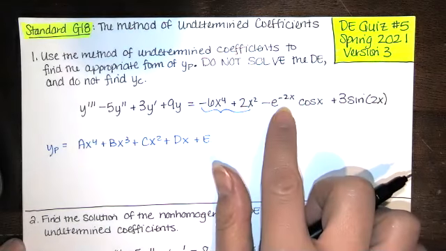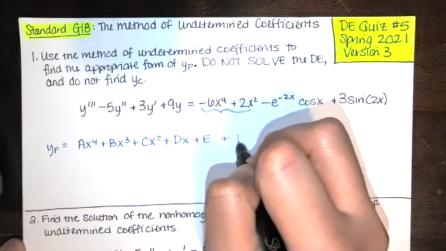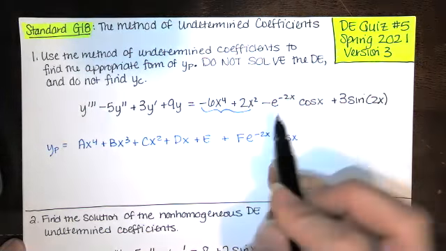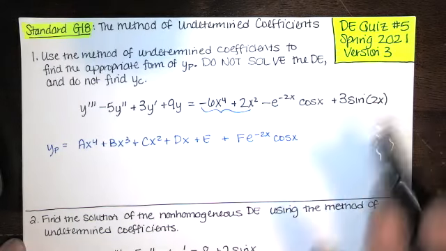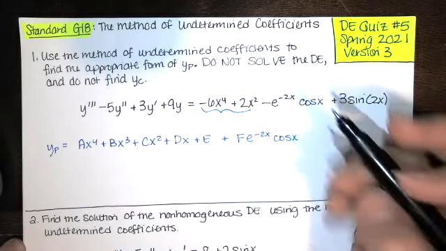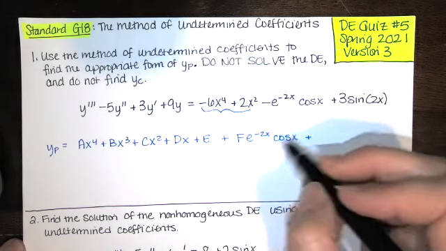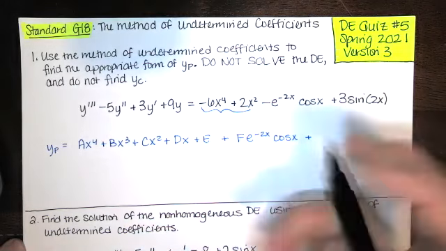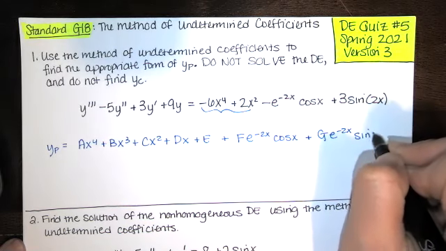Now here I've got an exponential e to the negative 2x times cosine of x. So I would guess a constant times e to the negative 2x times cosine of x, because that's what I have here. But whenever I take derivatives of cosines, I get cosines, but I also get cosines from taking derivatives of sine functions. So anytime you've got a sine or cosine up here on your list, you also need the corresponding guess, but with a sine instead of a cosine. So we'll have g times e to the negative 2x times sine of x here.